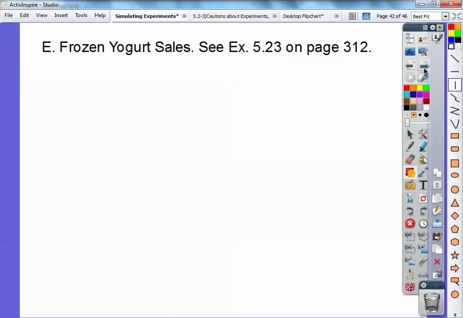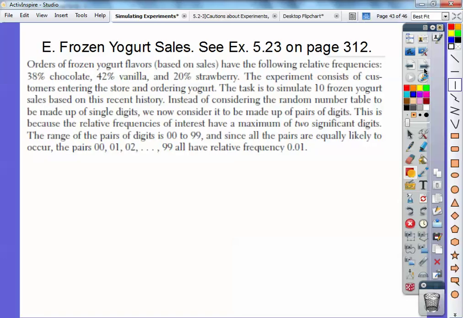And then I think we're going to wrap it up with this one here. Frozen yogurts. That kind of sounds good right now. I like frozen yogurts. See example 523 on page 312. I wish we could just go experiment with this at the yogurt shop, huh? Yeah, yeah.